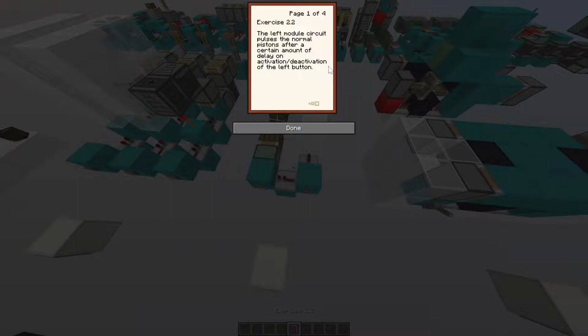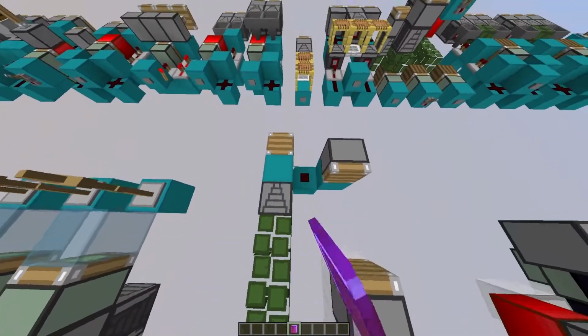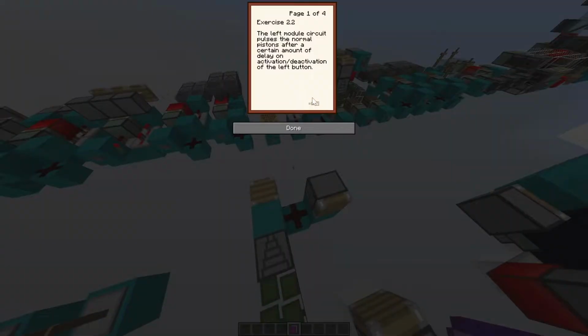2.2 is funny. So we have a left module circuit that pulses the normal pistons after a certain amount of delay on activation or deactivation of the left button. I shouldn't right click that. So A and B is basically the same thing, but just regarding different cases.